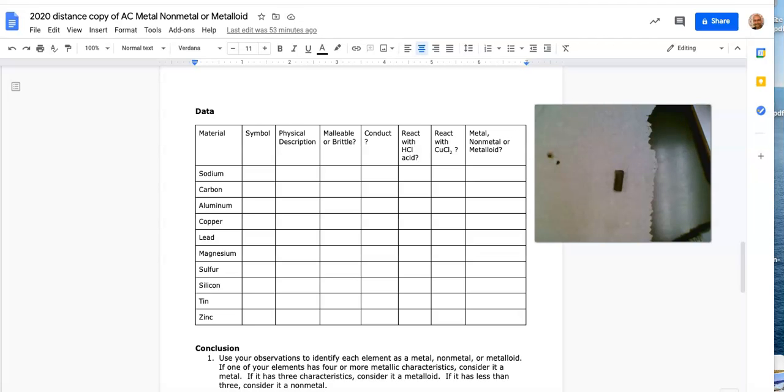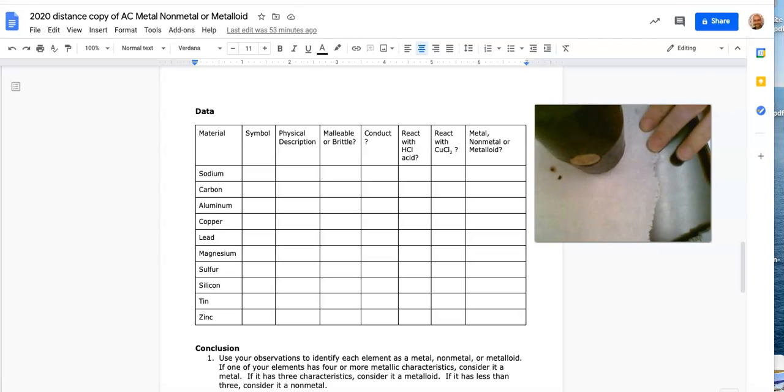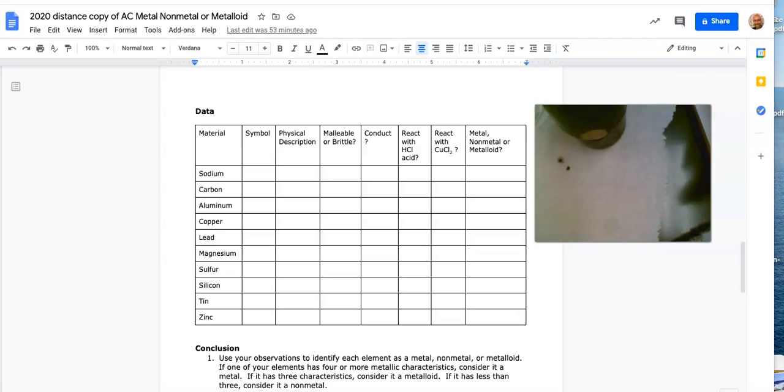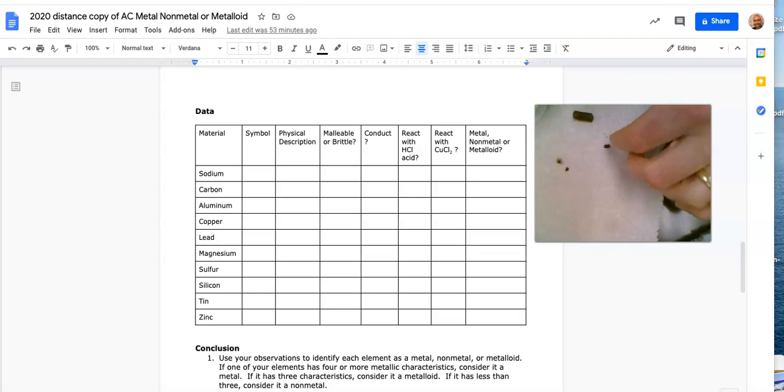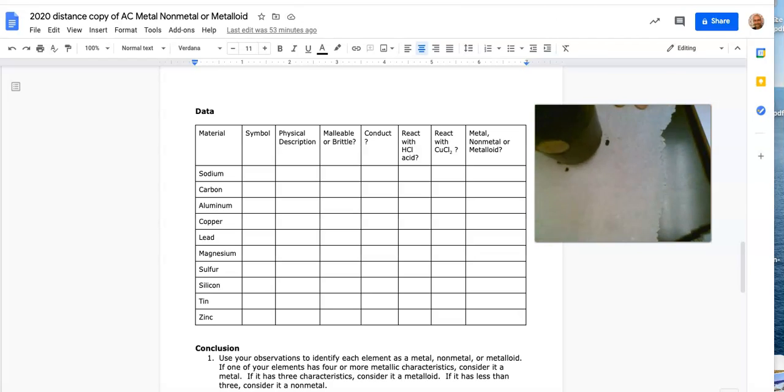Is it malleable or brittle? Well, let's see here. I'm going to try to whack this without hitting the camera. Whoa, went flying. Well, a chunk broke off. It kind of shattered. But it's pretty tough. Did I say it's kind of malleable? I meant to say it's kind of brittle. So some chunks have broken off.